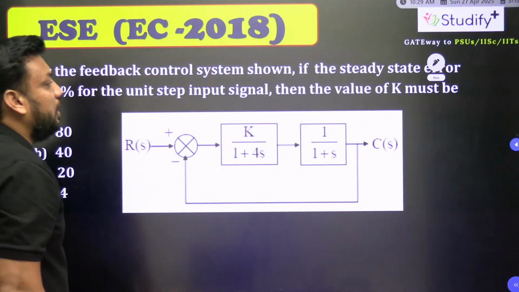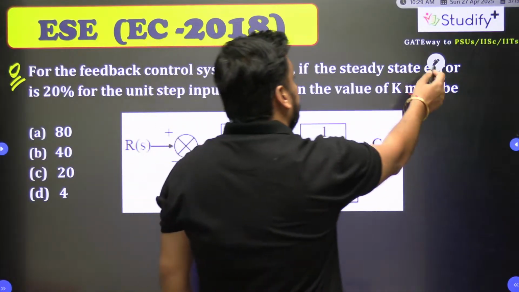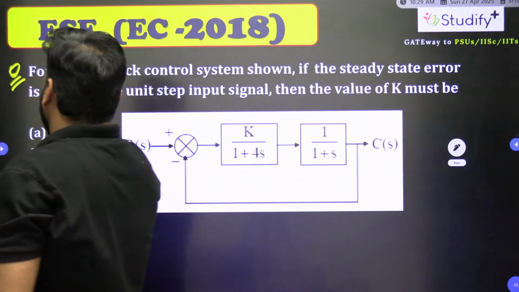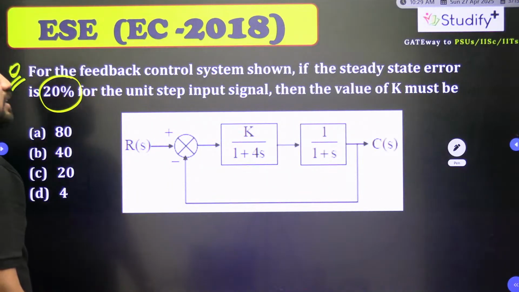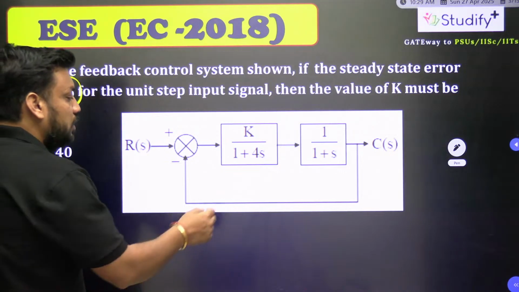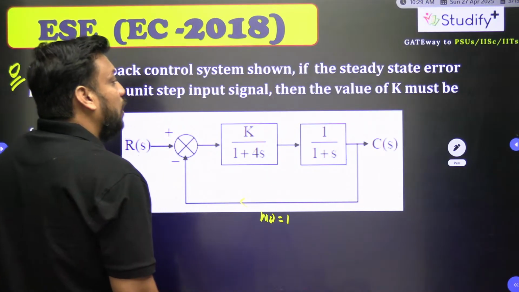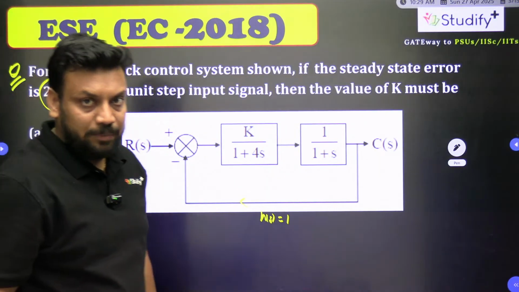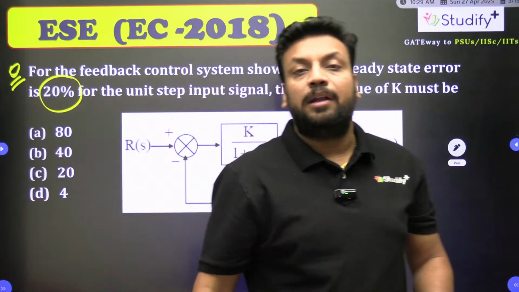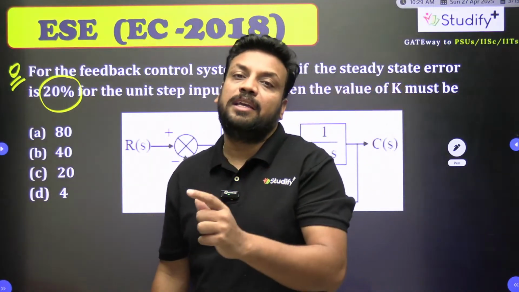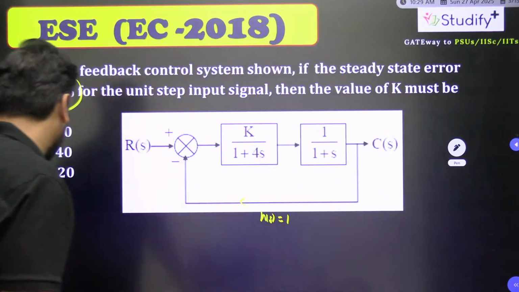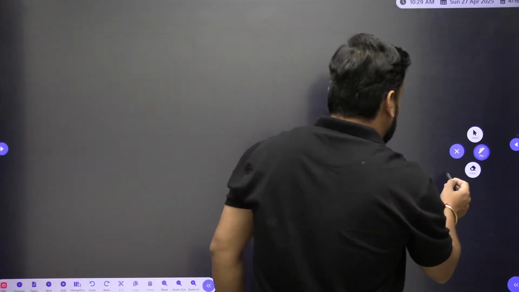For the feedback control system shown, the steady state error is given as 20%. We have a unity feedback system, H of S equal to 1. Whenever a unity feedback system is there, you need to comment on the type and the input of the system, because we should always try to use this table as far as steady state error questions are concerned.